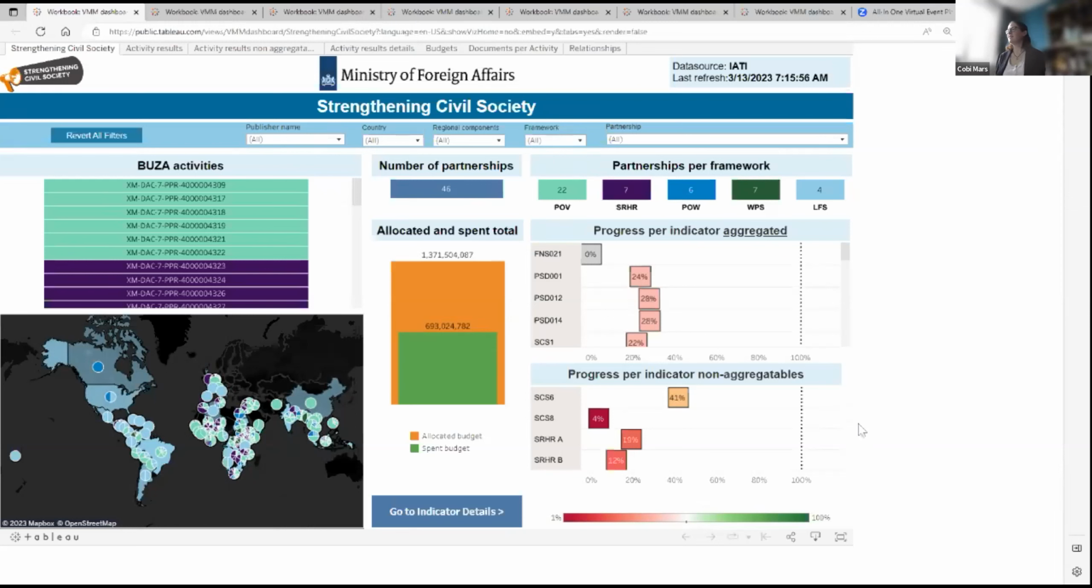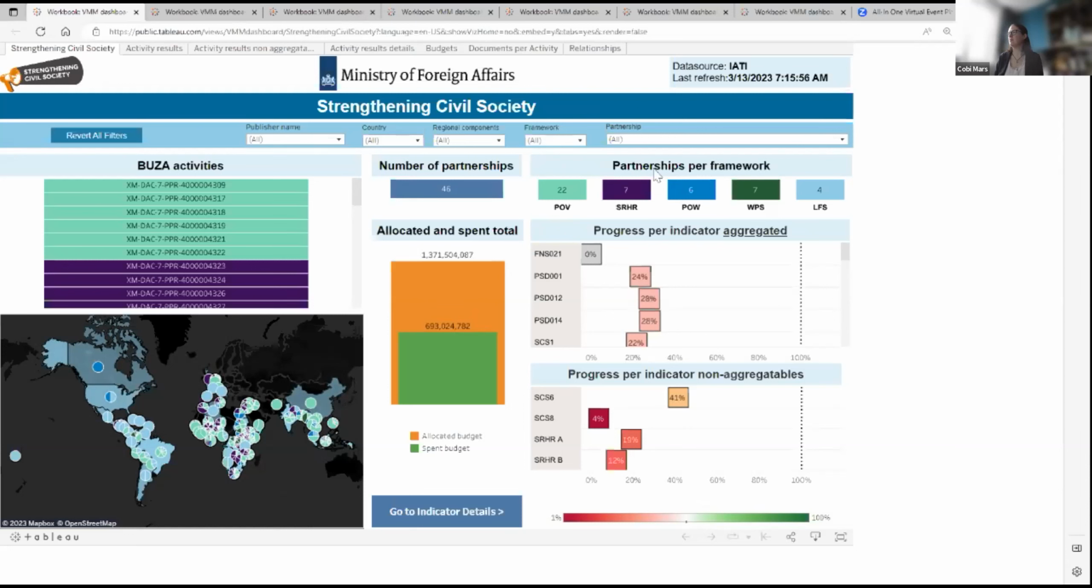Okay, great. So this is actually the first page. It's an overview of where our activities are happening. There's the map. Then there's something about the budget. So the overall budget is 1.3 billion, of which a certain amount is already transferred from the ministry to the different partners. You see some high-level information on the indicators.